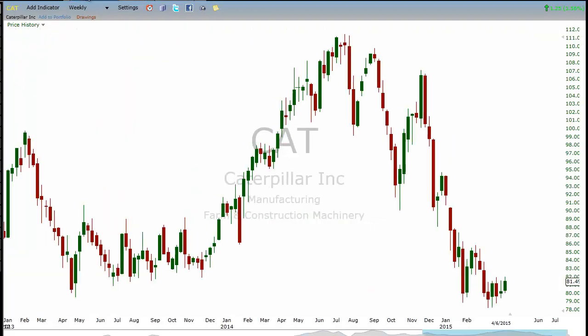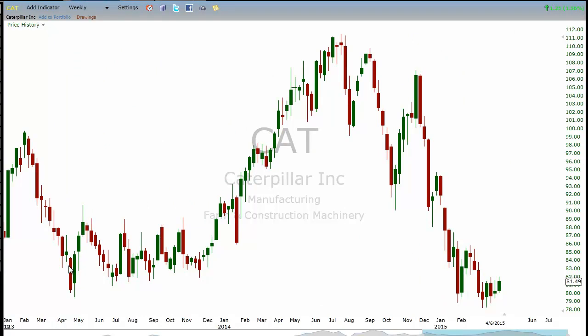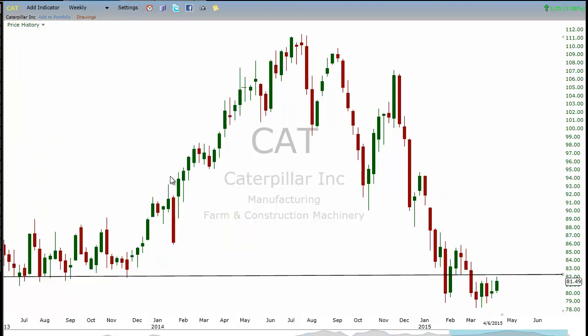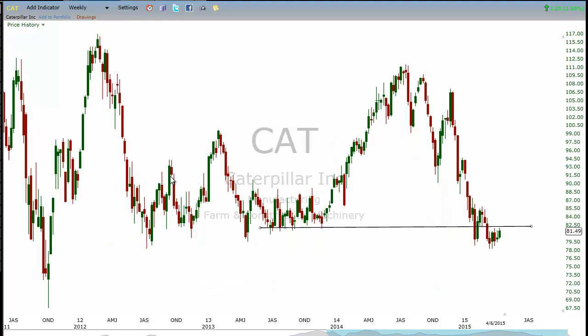Caterpillar, we start out on the weeklies. Pretty good, solid downtrend. Interesting, we broke through what was support here, and we appear to be holding it. So let's actually zoom out a little bit longer and see what we got here. Oh, look at that. Wow. So this level has been a pretty big level of support for Caterpillar for a while.